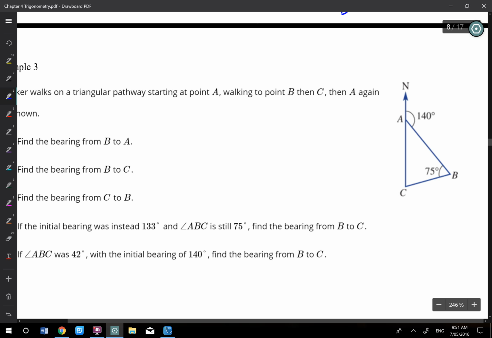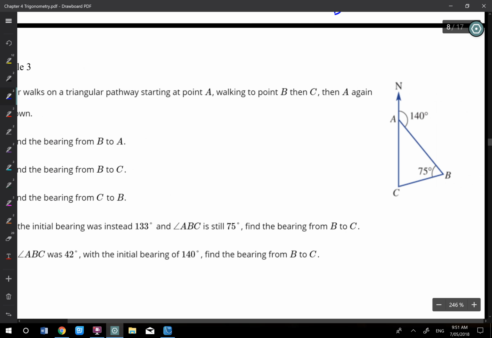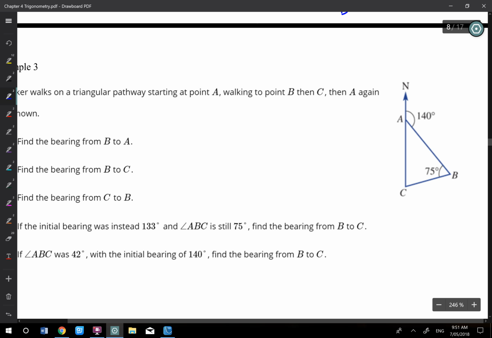And then B to C, on a bearing of 75 degrees. Then C back to A again.